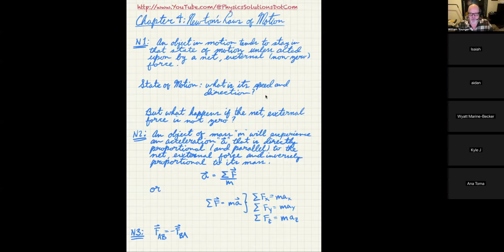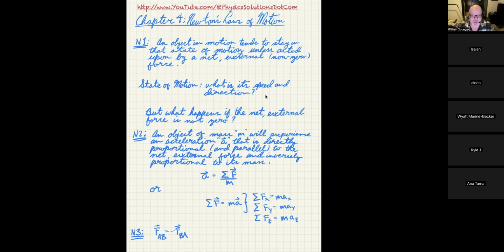It's not going to slow down or speed up. And its direction is not going to change. It's not going to change directions at all. So that's what Newton's first law says. It says if the net force, the net external force acting on a system is zero, then the object will not change its state of motion.